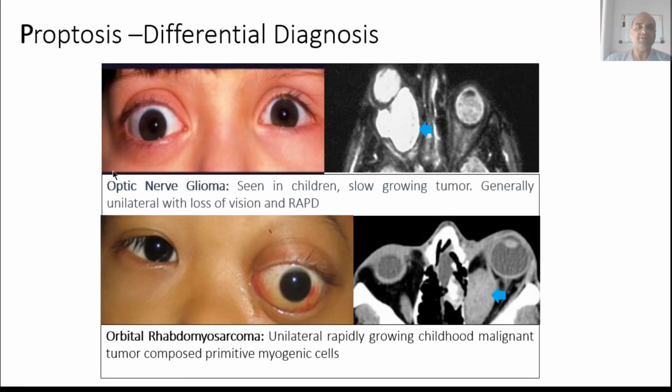So this is an optic nerve glioma. This is a scan showing the large glioma, and this is the proptosis. This is rhabdomyosarcoma, which is generally a very rapidly developing proptosis. It can be slowly developing as well, but most of the time it is very rapidly developing. This is the scan showing the rhabdomyosarcoma. It is actually the most common sarcoma of the orbit, and it's usually seen in the young age.